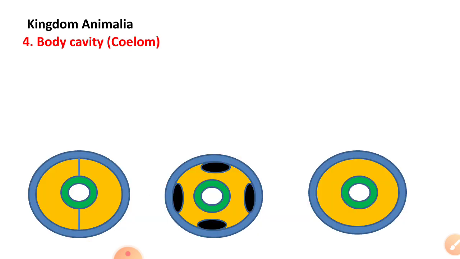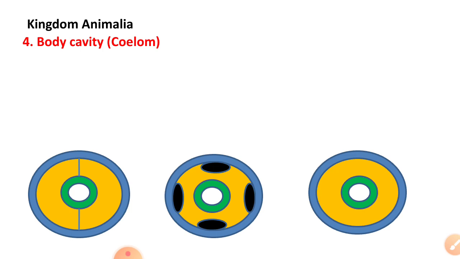Now, the four criteria for animal classification: body cavity, which is also called coelom. Where is this body cavity found? It is the space between the body wall and the alimentary canal. The space between the body wall and the alimentary canal is called coelom or body cavity, and this space is produced due to the splitting of the mesoderm layer, which takes place during embryonic development.